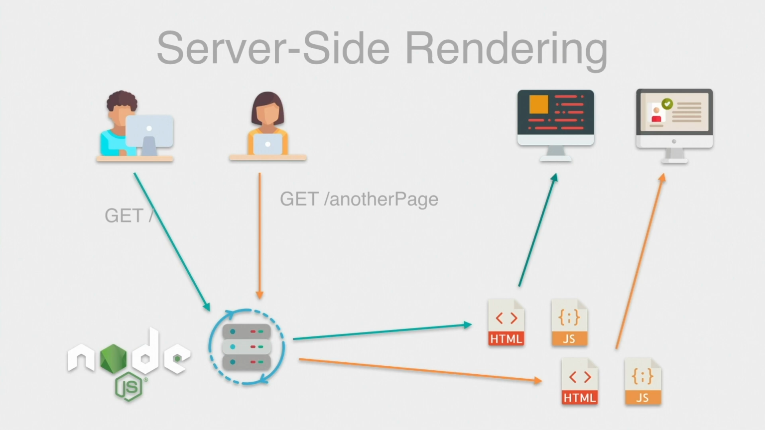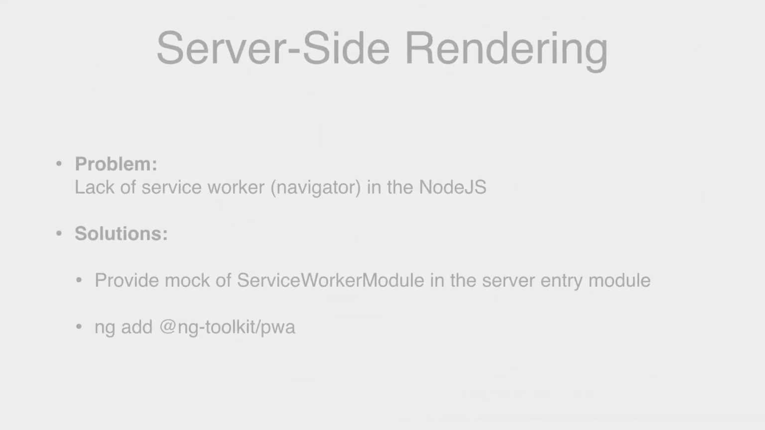So what's the problem with server-side rendering and PWA with Angular? The problem is super simple, and the solution is also super simple. As you see, we are executing the server part of the code on Node.js, and on Node.js we lack the navigator object, so we are unable to register the service worker there. If you tried to do that on the server side, you would run into a runtime exception and break your server-side rendering. There are two solutions in my opinion. You could provide a mock of the service worker module. You could do it on your own or use the ng-toolkit/pwa package. You could also use the isPlatformBrowser and isPlatformServer functions provided by Angular, with which you can check whether you are executing the code in the browser or on the server, and based on that execute slightly different paths in those environments.